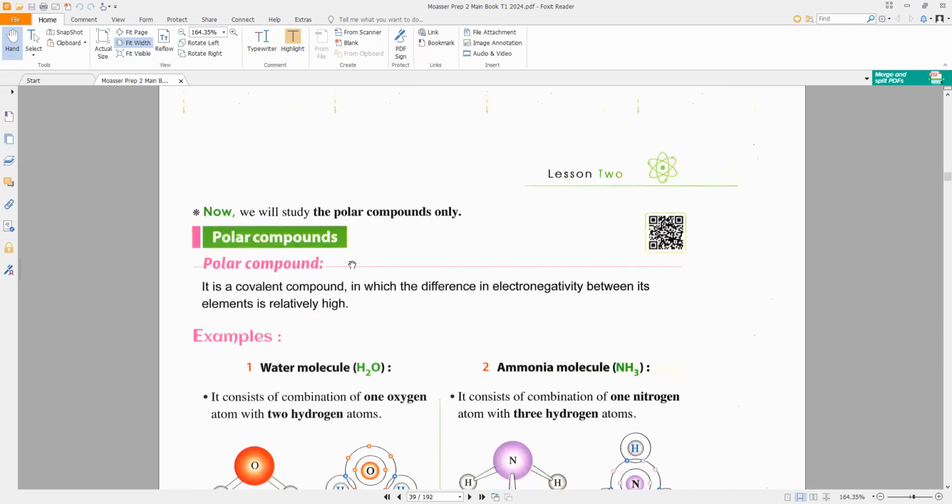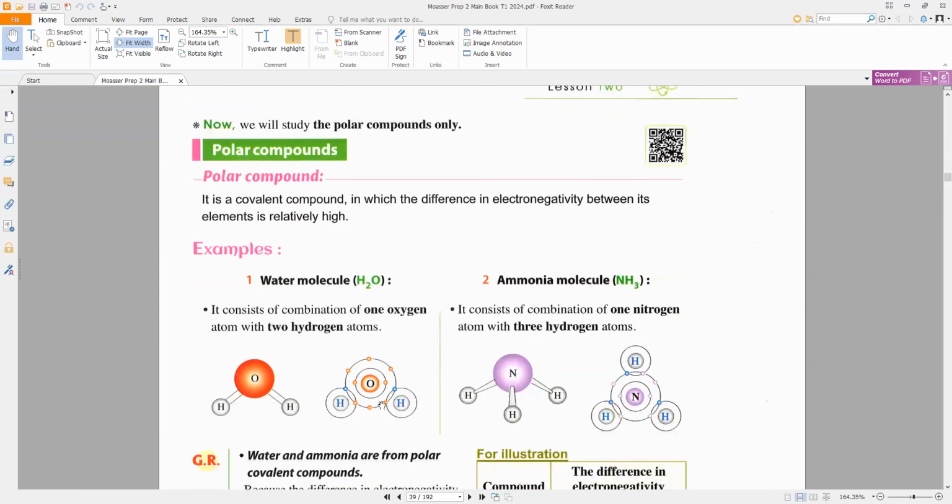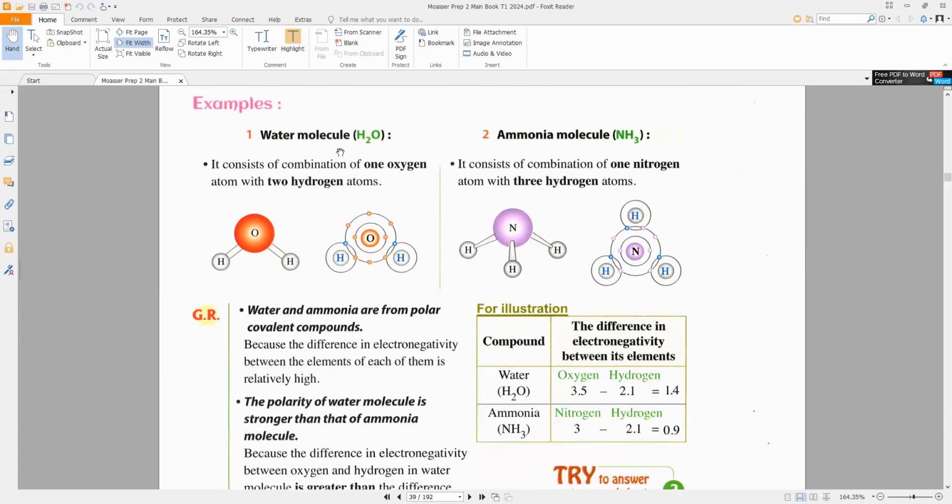The polar compound is a covalent compound because it has covalent bonds between its atoms, and the difference in electronegativity between its elements is relatively high. We have two examples of polar compounds. The water molecule, H2O, has two hydrogen atoms combined by single covalent bonds with oxygen. The ammonia molecule, NH3, has one nitrogen atom combined with three hydrogen atoms by three single covalent bonds.